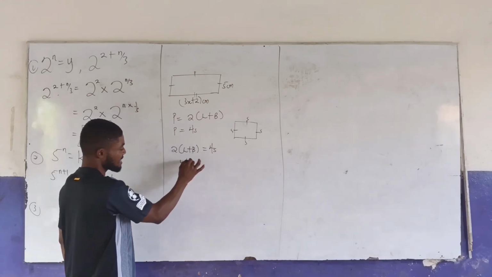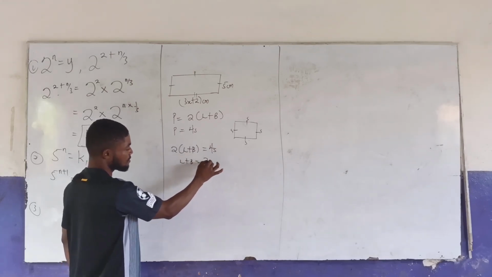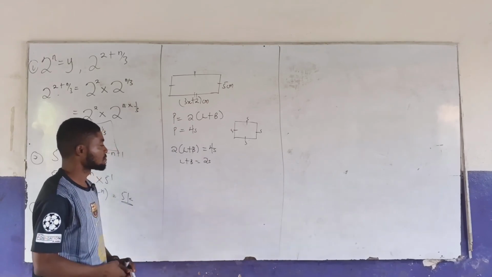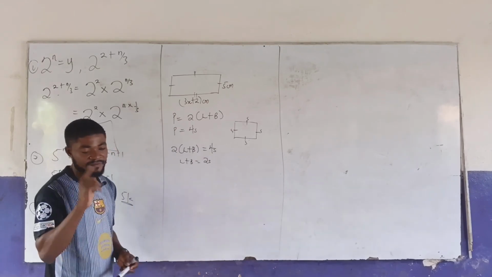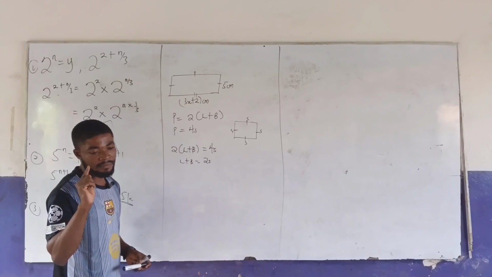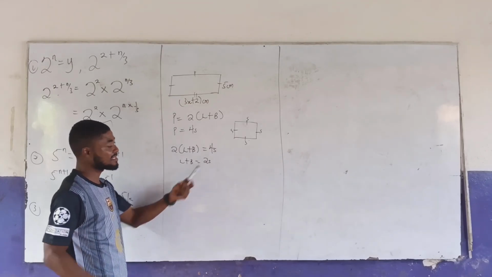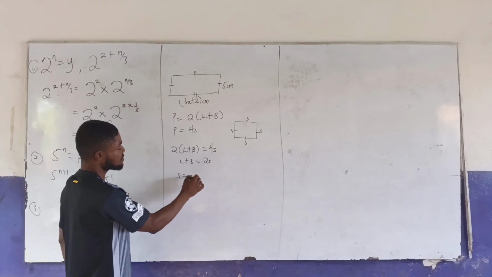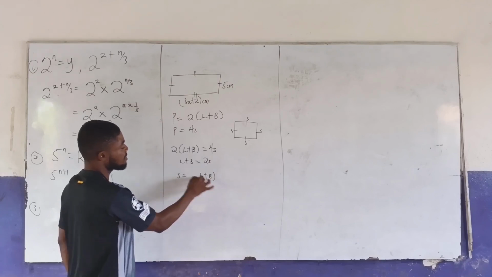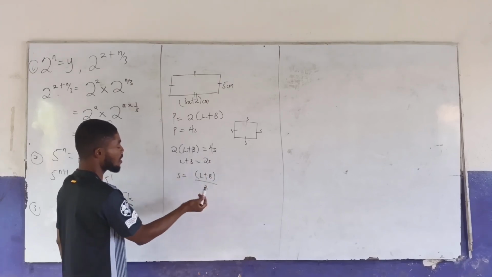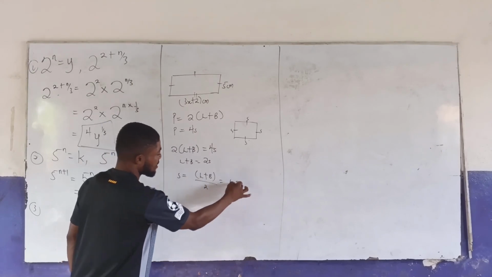This is going to be l plus b equals 2s. We've been asked to find the length of the side of the square. So the length of the side is s, and so s is equal to l plus b over 2, or half of l plus b.